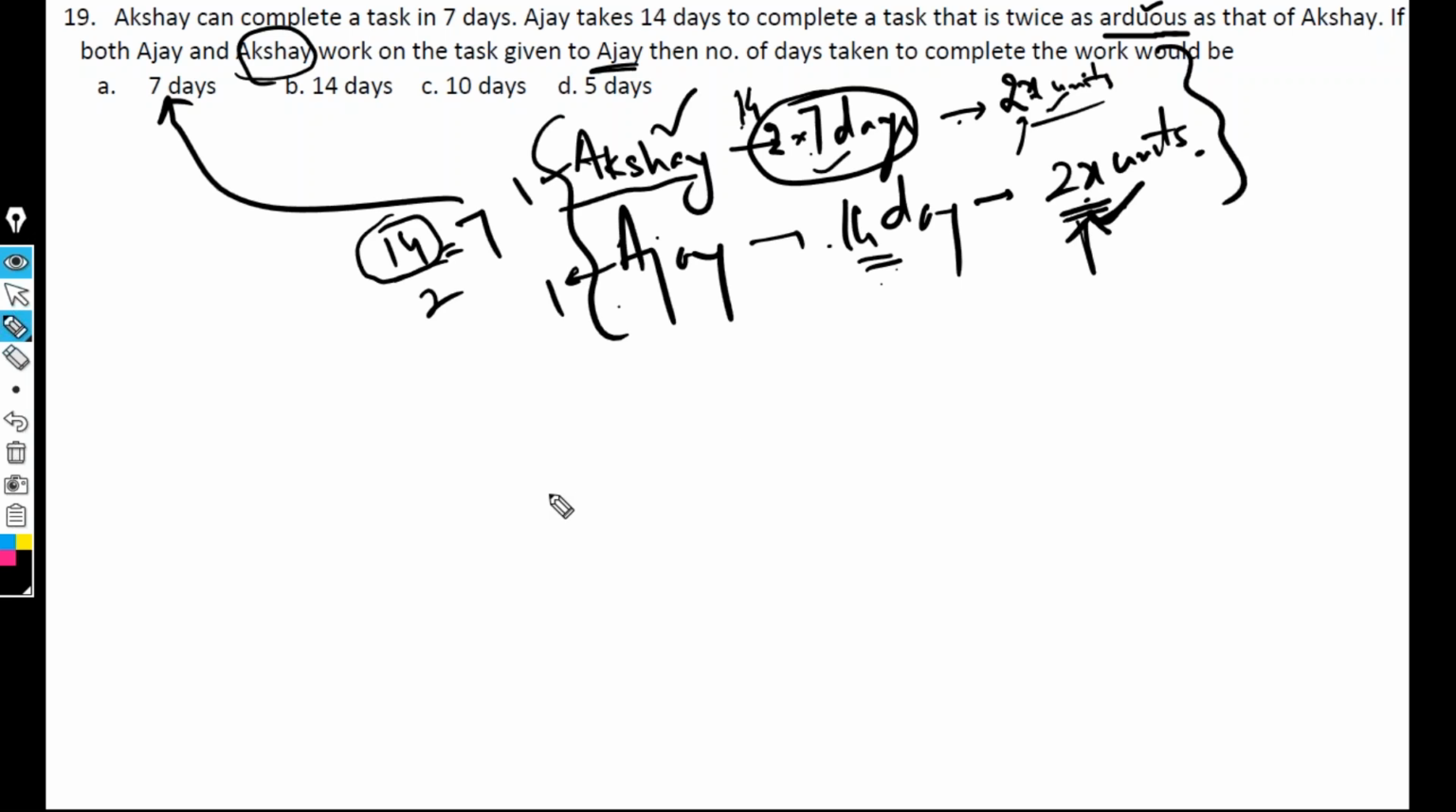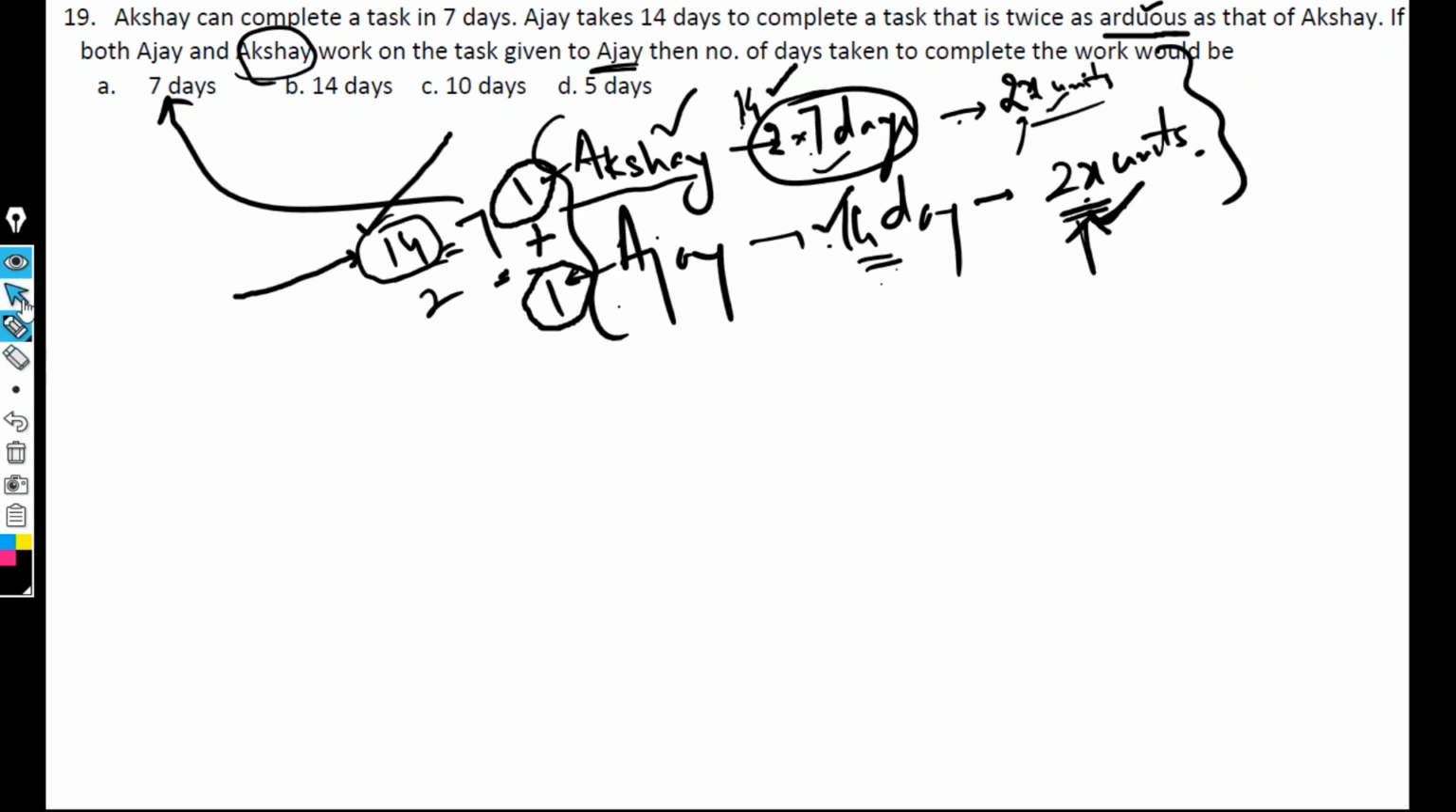Rohan, there is no 28 in the picture. LCM of 14 and 14 is 14, right? So 14 unit is the total work which is to be done. Akshay in 14 days completes 14 units, so in 1 day it is 1 unit. Likewise for Ajay it is 1 unit. When they are working together, the work done by Akshay and Ajay is 1 plus 1, 2 units. So to complete 14 unit of work, time taken is 14 by 2, which is 7 days.